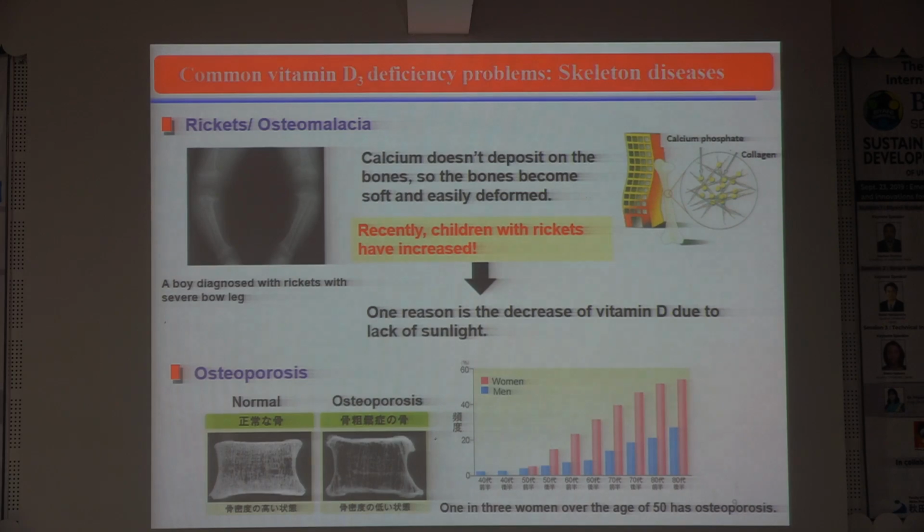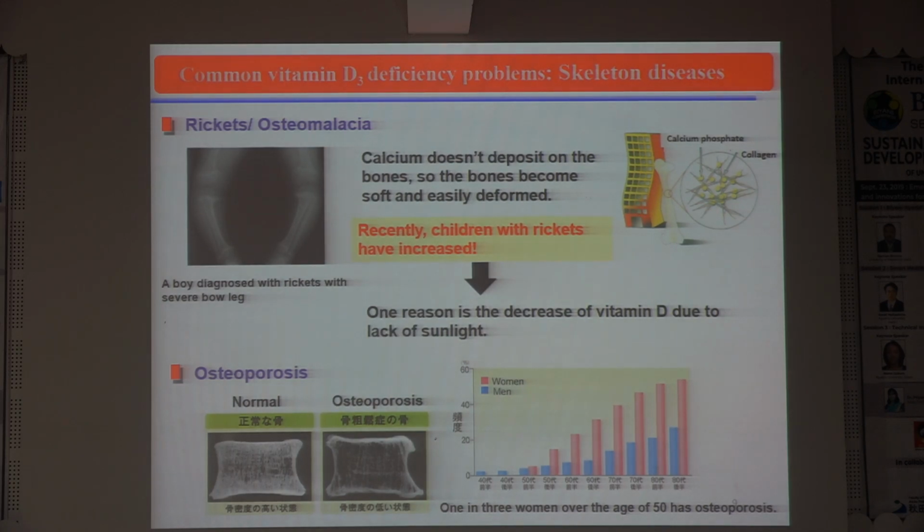This slide is showing the common vitamin D deficiency problems or skeletal diseases. I think you already know rickets. Rickets is a common problem in children, and it is due to the lack of vitamin D and calcium. In this problem, the bones become soft and easily deformed. And one of the reasons found is lack of sunlight.